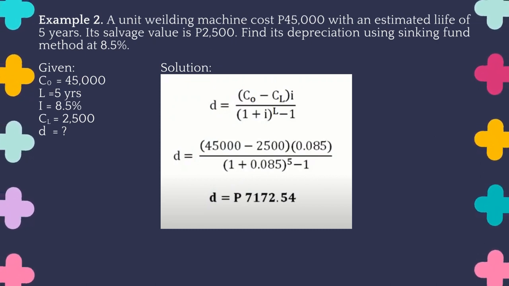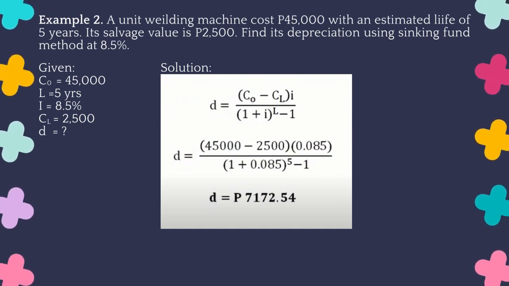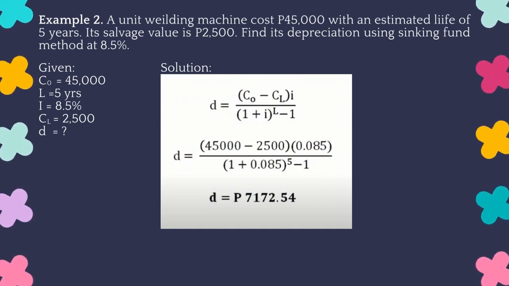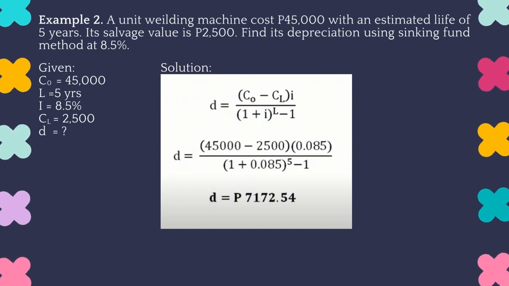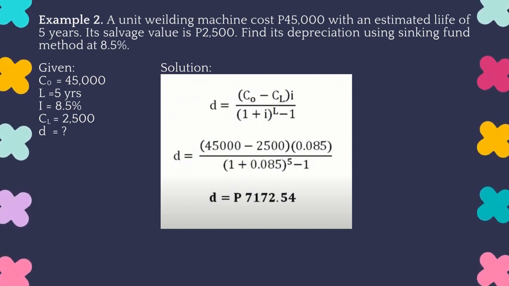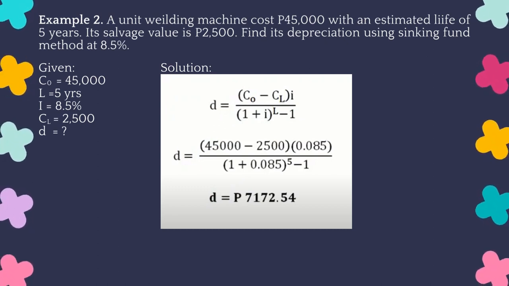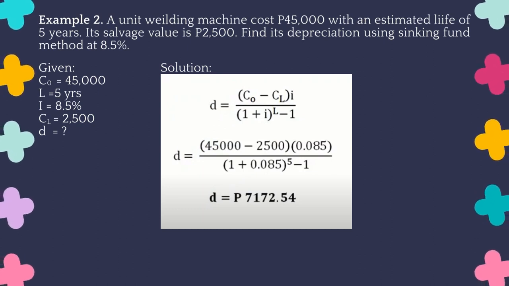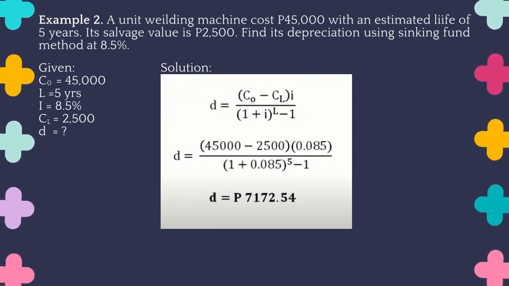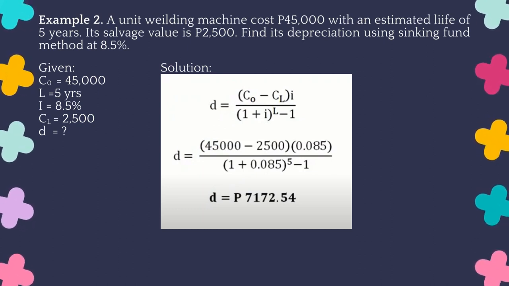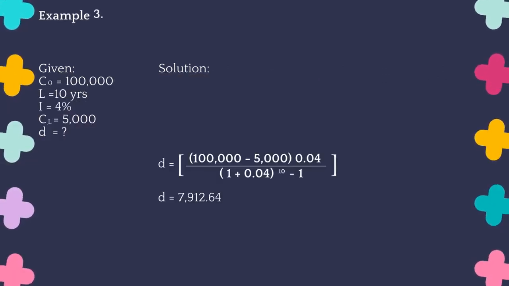So the answer is 7,172.54 pesos. So the depreciation amount is 7,172.54 pesos, and this is the amount that you will pay over a period of 5 years.